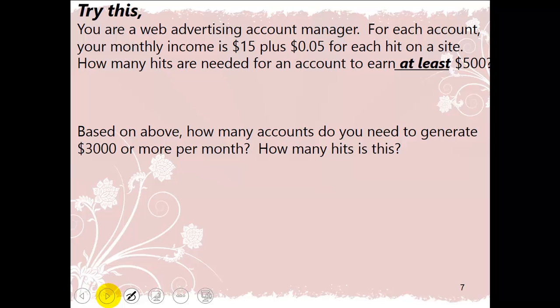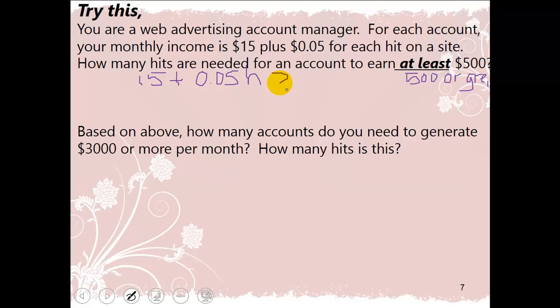What are your targets? Okay, so my income is going to be $15 plus a nickel for every hit. I'm going to call that H. And I want to earn at least. So that means it's going to be 500 or greater. So that's going to be greater than or equal to $500.